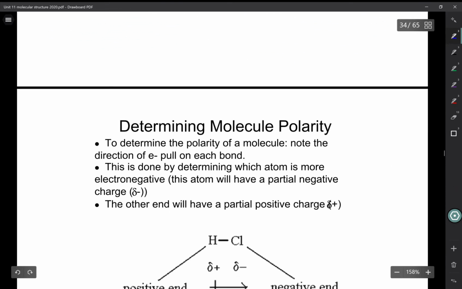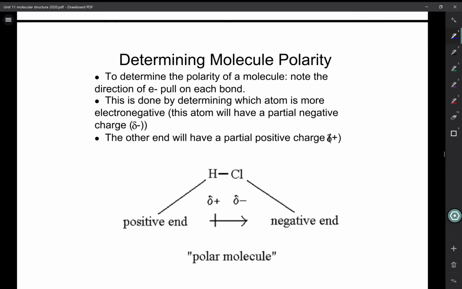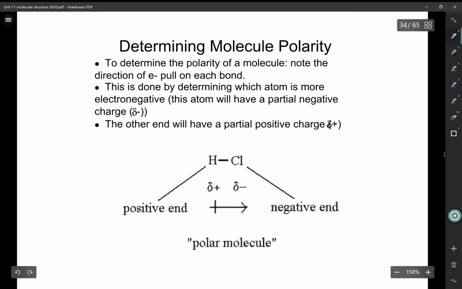So, example for covalent bonds. All right, this is how we do it here. So figure out molecular polarity. Yeah, you have to note the direction of the electron pull on the bond. So you have to determine which atom is more electronegative, and which now becomes the negative side of the bond, and the other side will be the positive side of the bond. So here we have HCl.